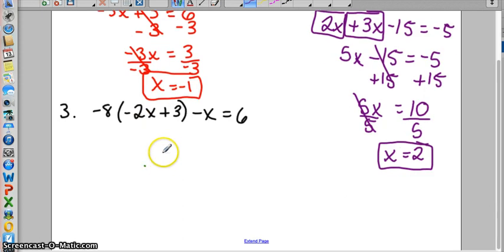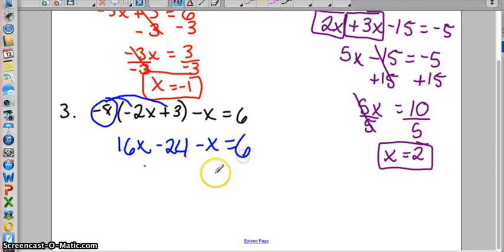Alright, and the last one we have, we're going to distribute first as well. So that is a negative 8. So negative 8 times negative 2x is positive 16x, and then negative 8 times positive 3 is minus 24, or negative 24. Bring down my minus x equals 6.